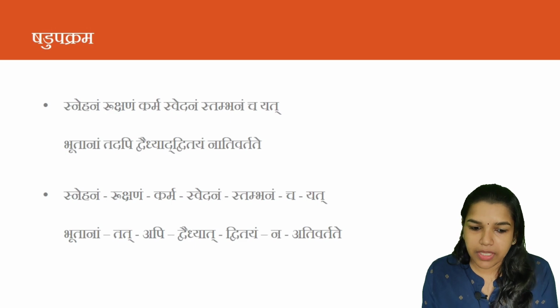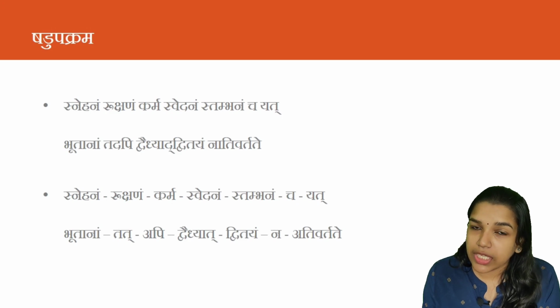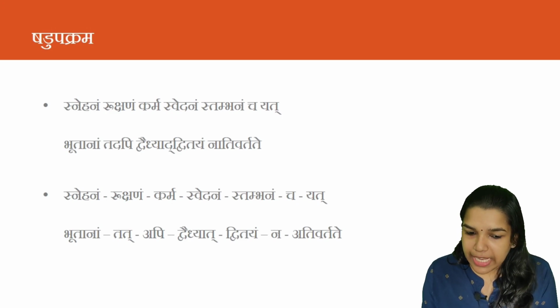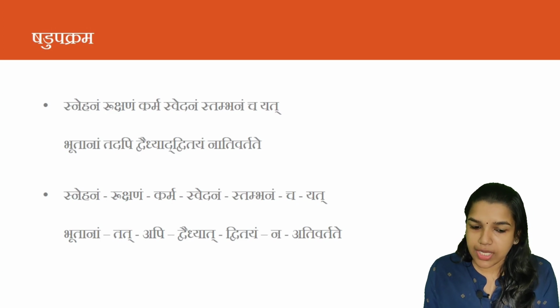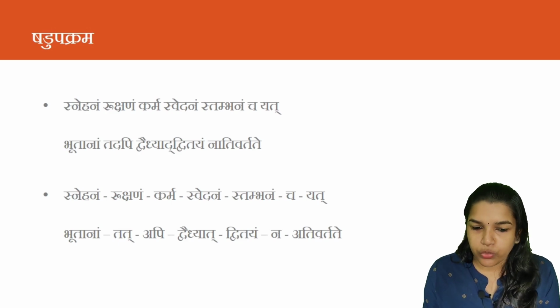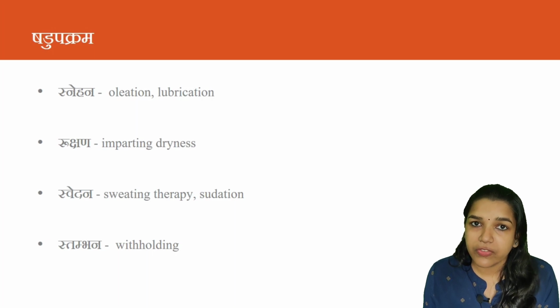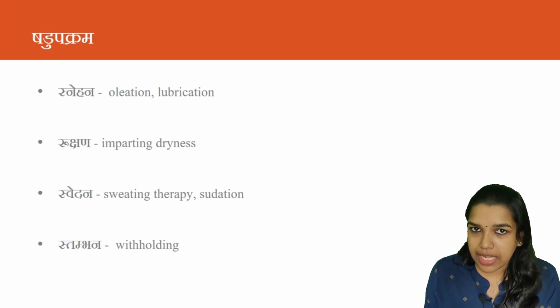So the Shatupakramas are: Snehanam, Rukshanam, Svedanam, Stambanam, Brahmanam, Langhanam. Tad api dvaidhyat dvitayam na ativartate. So the Shat Upakramas are Snehana, Rukshana, Svedana, Stambana, Brahmana and Langhana.